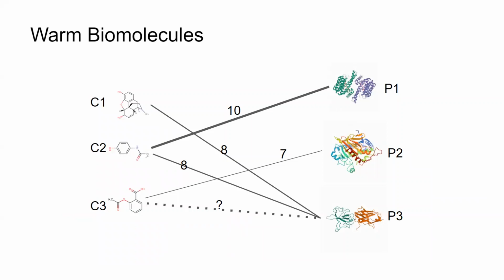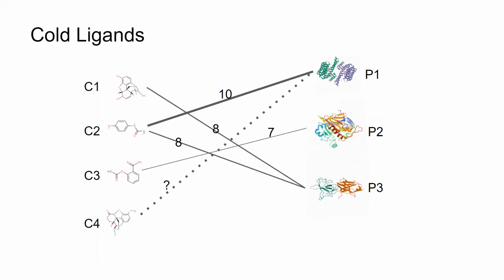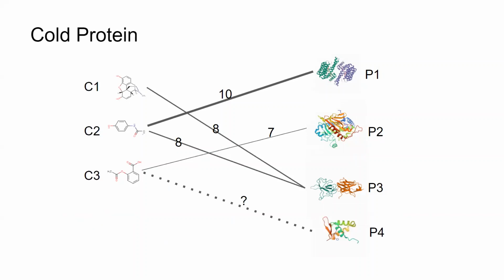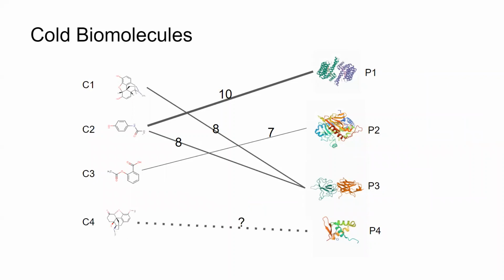For instance, if both of the compound and the protein is already known, in other words, some interaction information we have about these molecules, then we call these molecules as warm biomolecules or a warm test set. If the ligand is novel to us, then we call this ligand as a cold ligand. And if the protein is novel to us, then we call this protein as a cold protein. If both of the ligand and the protein is novel for the model, then we call these biomolecules as cold biomolecules.